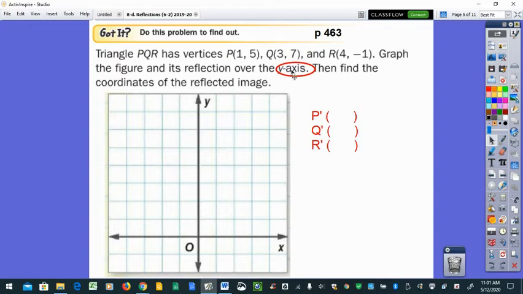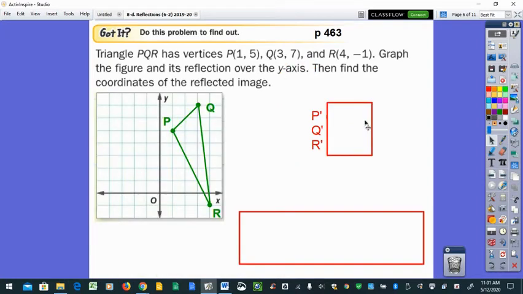Okay, so we're going to remember that when we reflect over the y, the y coordinates will all stay the same and the x's will change signs. Let's come on over here and see, I plotted the original. That is the pre-image in green. And now I'm going to change. So notice the y coordinate stayed the same and the x changed sign. So this is going to be the new coordinates, and I could come over here and plot them.